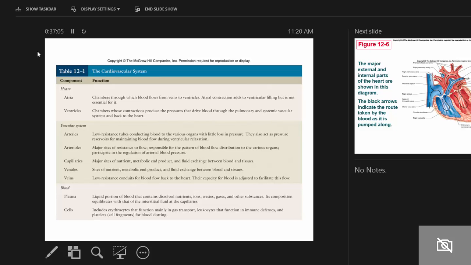But you may not know what an arteriole is. Some people don't know the difference between a capillary, an arteriole, and a venule. You should know that. It's important. So you have to know some basic anatomy.